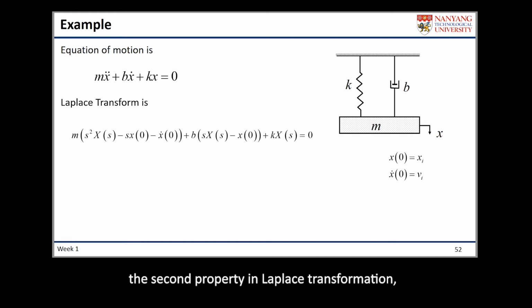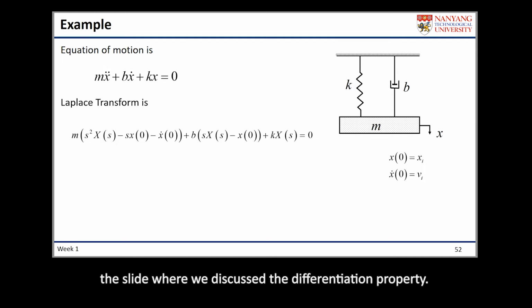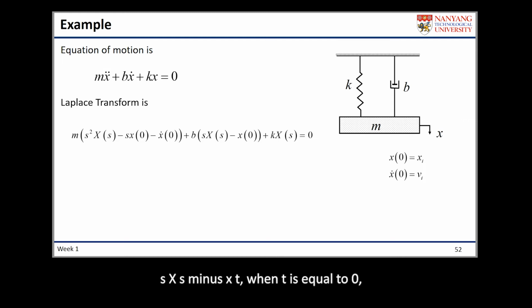differentiation property, the second property in Laplace transformation, the Laplace of x dot, if you refer to our discussion on the differentiation property, the Laplace of the first derivative of x will be equal to sX(s) minus x(t) when t equals 0, right? You still remember about this. If you don't, please refer to that slide, the slide that we discussed on the differentiation property. So the Laplace of the first derivative of x will be equal to sX(s) minus x(0). And then I have to multiply it by b.